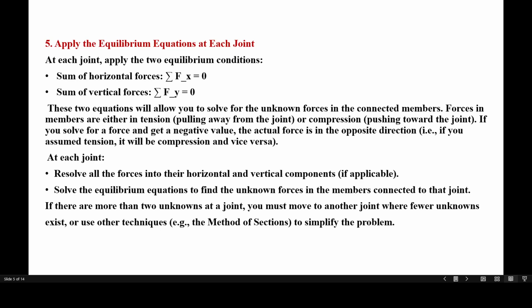The next step is to apply the equilibrium equations at each joint. Once we have chosen our starting joint, we apply the equilibrium equations. That is, the sum of all horizontal forces is equal to 0 and the sum of all vertical forces is equal to 0. Using these two equations, we can solve for the unknown forces in the members connected to that joint. Here's an important point.